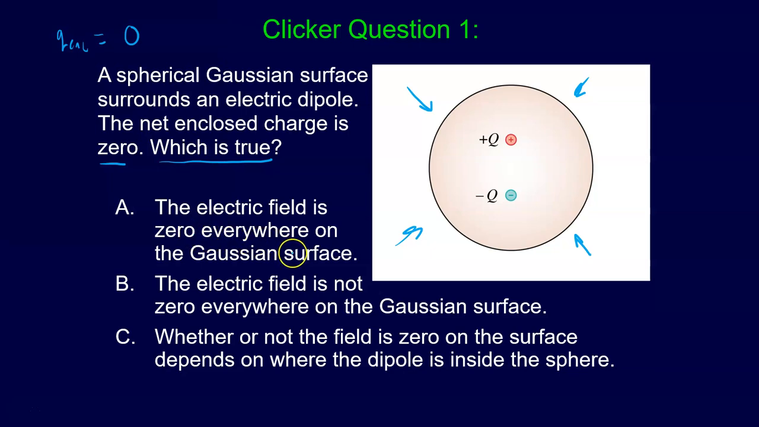Is it 0 everywhere on the Gaussian surface? Is it not 0 everywhere on the Gaussian surface? Or whether or not the field is 0 on the surface depends on where the dipole is inside the sphere. And again, we're just trying to get used to this definition: the integral of E dot dA equals Q enclosed over epsilon naught. So think about this one, and we'll talk about it.